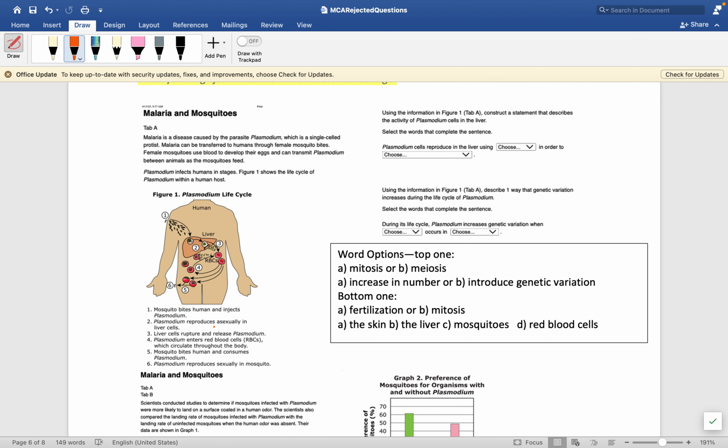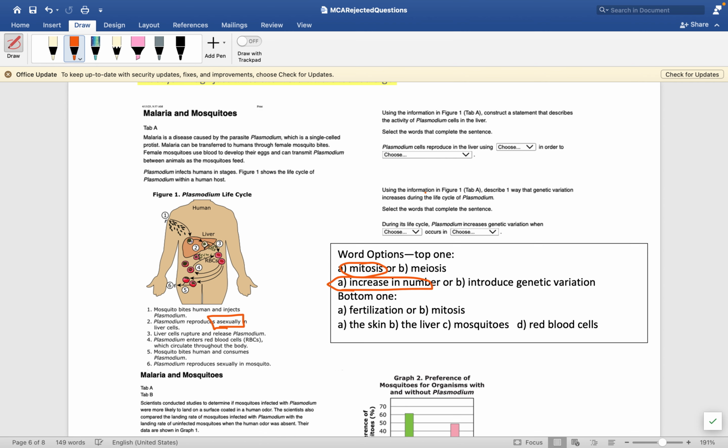So here it says reproduces asexually. Keyword right there, asexually, one parent. The only way they can do that is by making a copy of themselves. Meiosis is the production of sex cells. Okay, that is sexual reproduction. So if you are doing something asexually, it is mitosis. Okay, in order to blank, increase in number or introduce genetic variation. Again, genetic variation is tied to sexual reproduction. So increase in number is our answer.